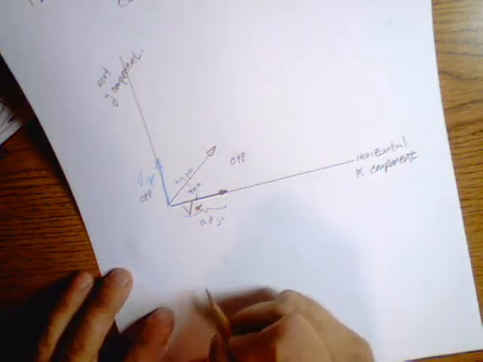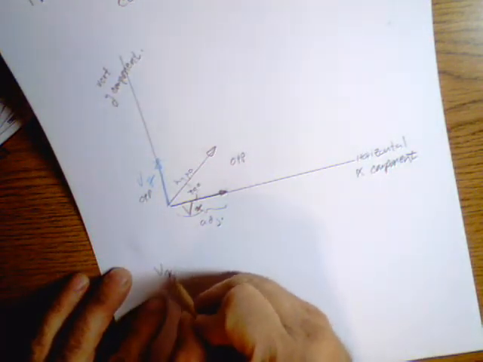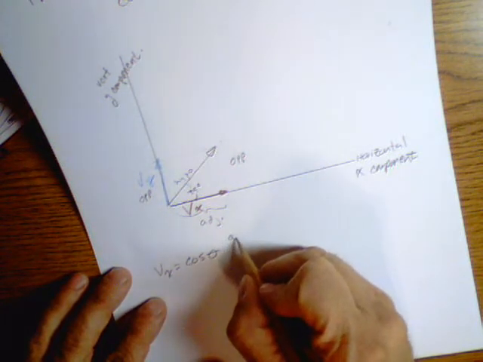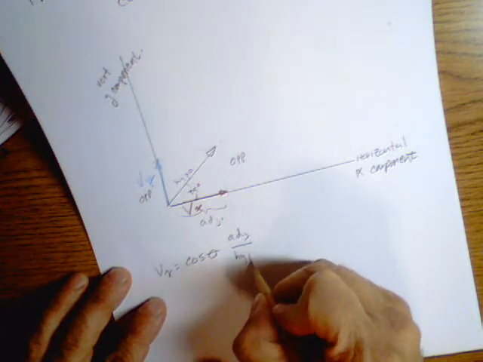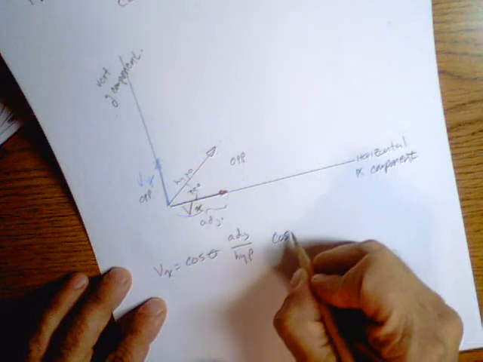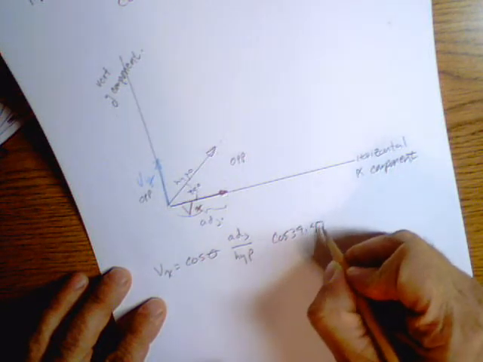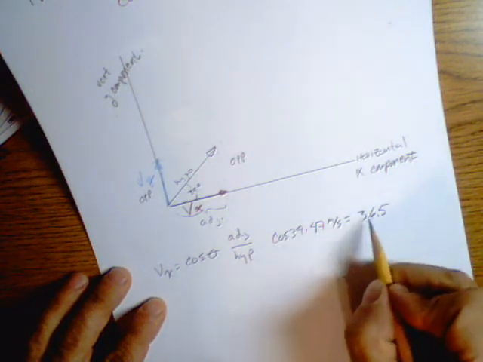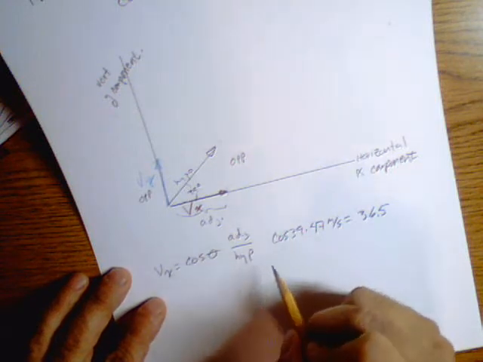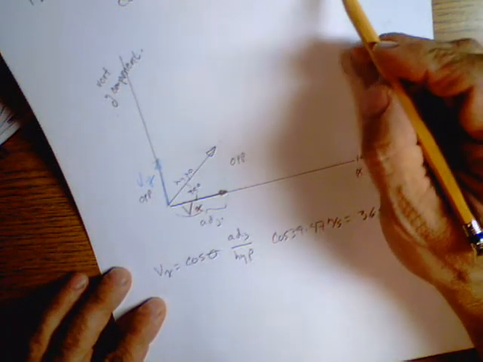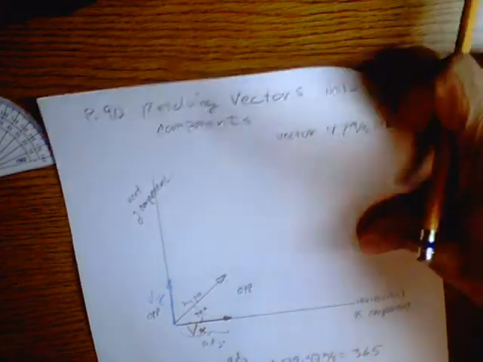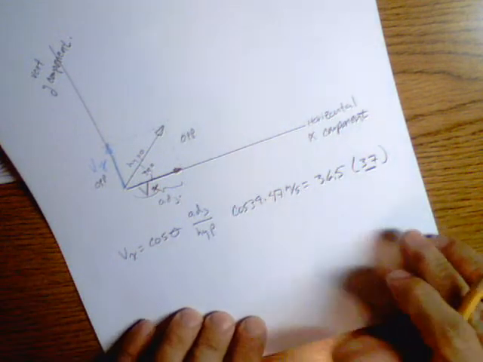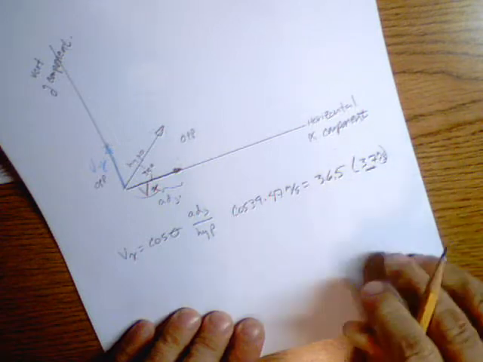So simple enough. We use our trigonometry skills. Vx equals the cosine of the angle times the vector, adjacent over the hypotenuse, and so the cosine of 39 times 47 meters per second equals 36.5, and that's too many sig figs. If all we have are 2 sig figs, let's reduce that down to 2 sig figs and call it 37 meters per second.